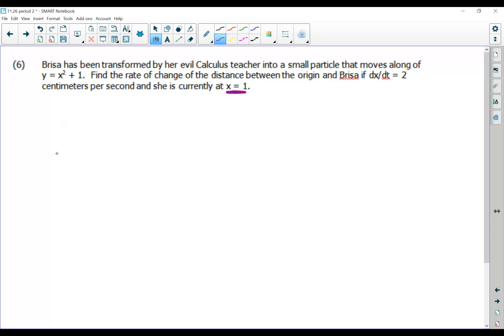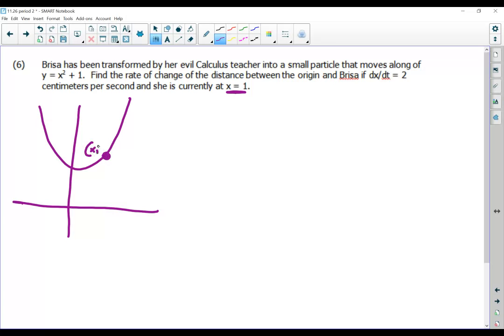Okay, so let's draw a picture. We have a function y equals x squared plus 1 that I've transformed Brisa on. Now she's at some point, but her point is changing because she's just moving along, trapped infinitely, and she's just going to travel along there forever and ever. And we're trying to find the distance from her to the origin.